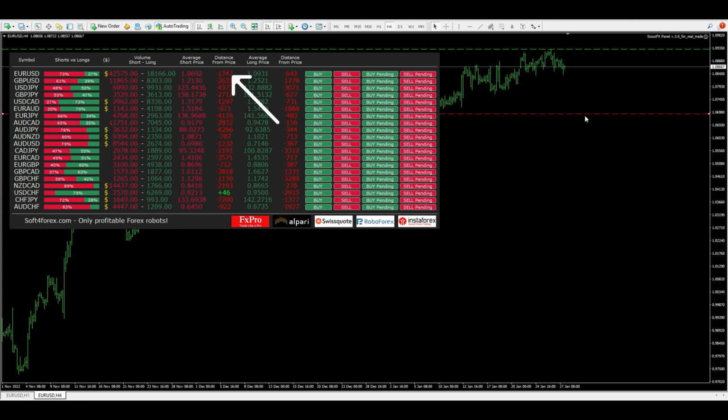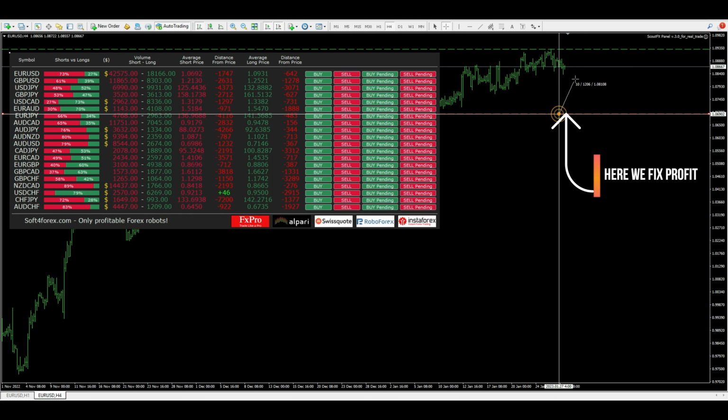Further on the panel, we see how far the current market price has moved from the price of the largest accumulation of sell positions and our target level of profit taking on a euro sell against the US dollar. That's 174 standard points for 4-digit quotes. And at this level, we recommend taking profits.